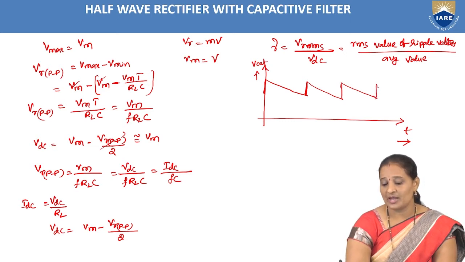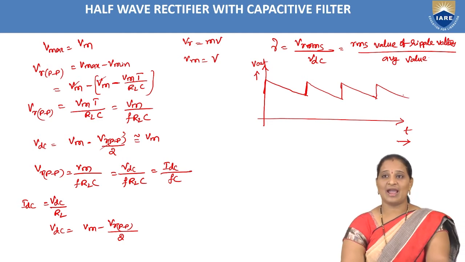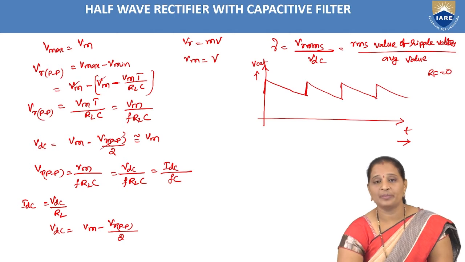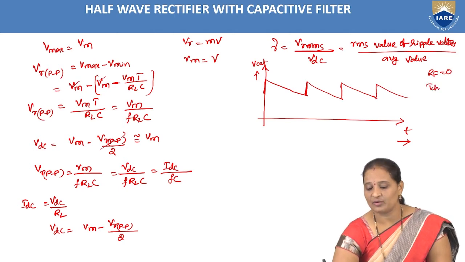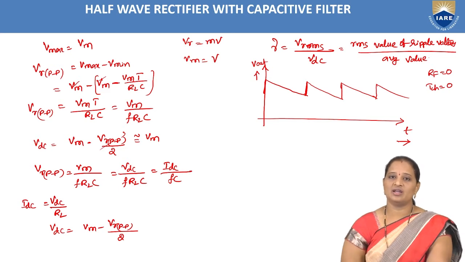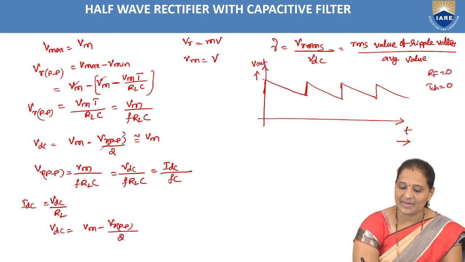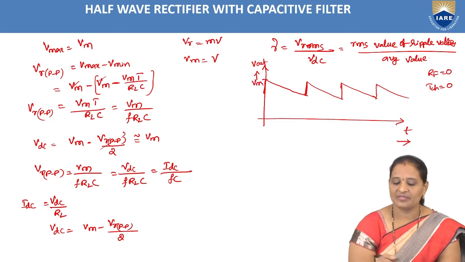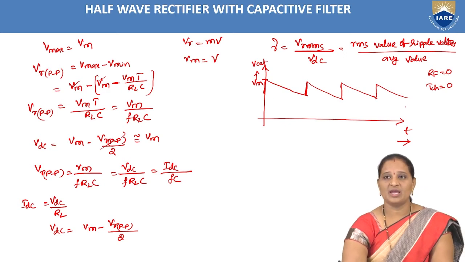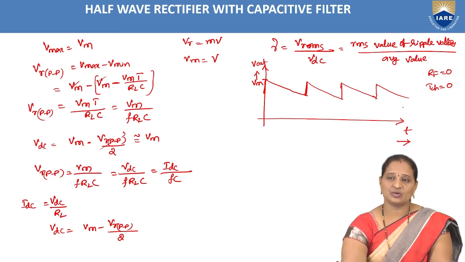discharging time constant. If we consider the diode to be an ideal one, in that case RF is equal to 0. That means the charging time constant will also be equal to 0. That means at an instant the capacitor will charge to its maximum value. At an instant, once the input is applied, the capacitor charges to its maximum value. So if you observe this waveform, it just looks like a sawtooth waveform.